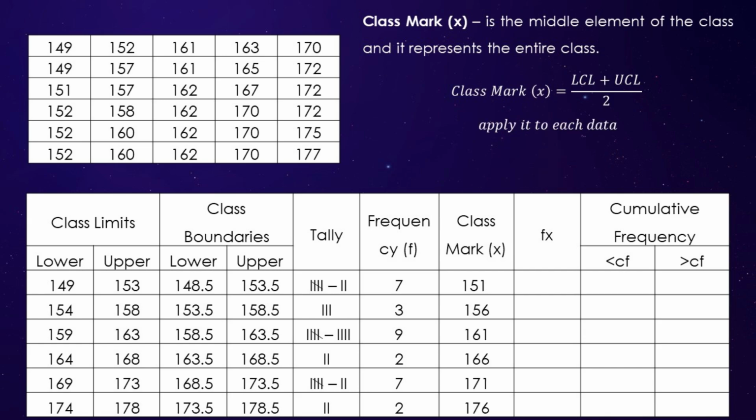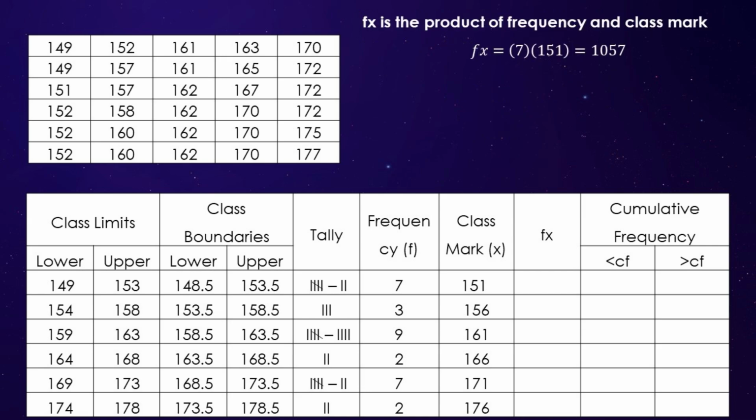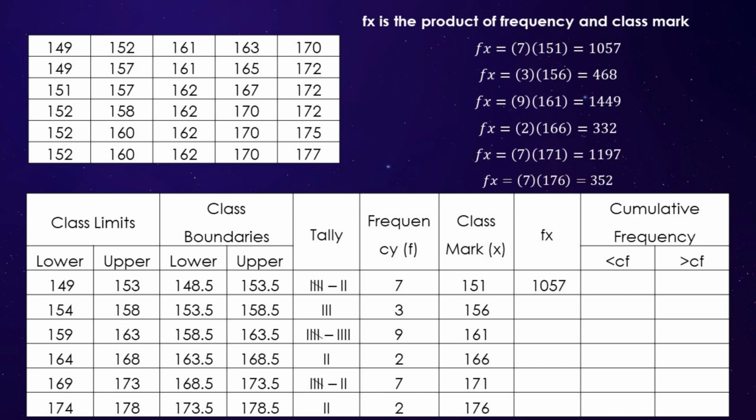Alright, now that we are done completing the class mark, we can compute fx, which is the product of the class mark and frequency. That is, 7 multiplied by 151 is equal to 1057. 3 multiplied by 156 is equal to 468. 9 multiplied by 161 is equal to 1449. 2 multiplied by 166 is equal to 332. 7 multiplied by 171 is equal to 1197. 7 multiplied by 176 is equal to 352.